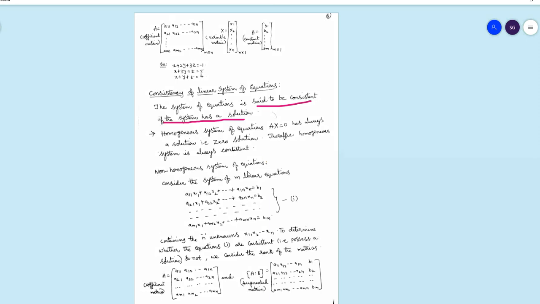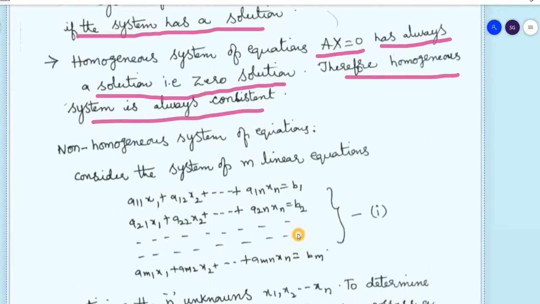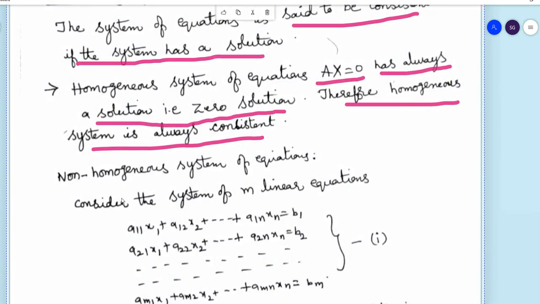As you all know, a homogeneous system of equations, that is Ax = 0, always has a solution. It has a trivial solution, that is the zero solution. If you substitute x = 0, then you get a solution for a homogeneous system of equations. So a homogeneous system has a trivial solution, that is a zero solution. Now come to the non-homogeneous system of equations.